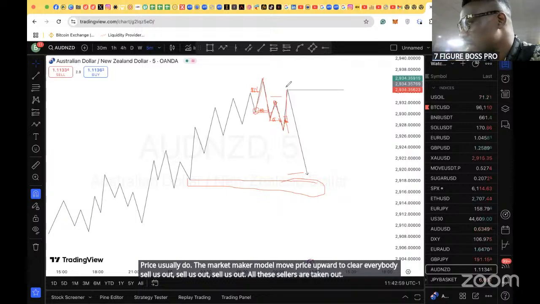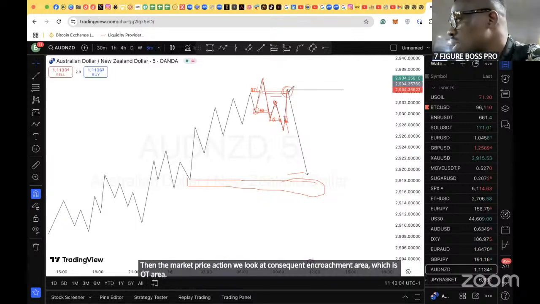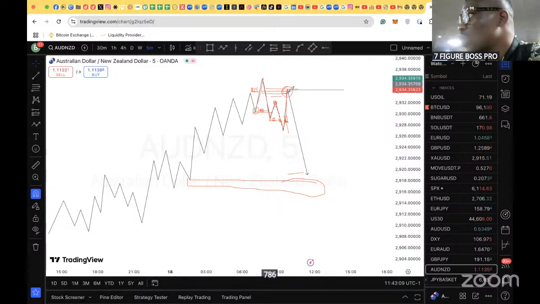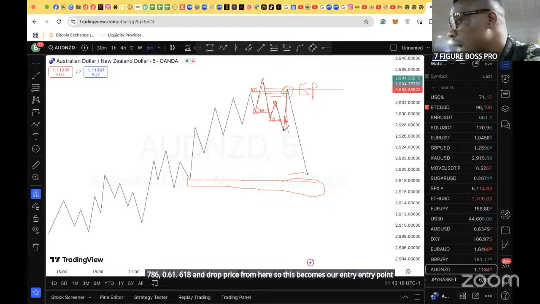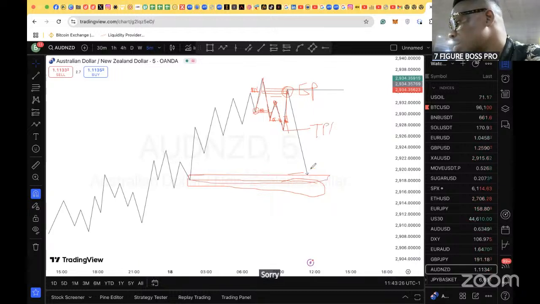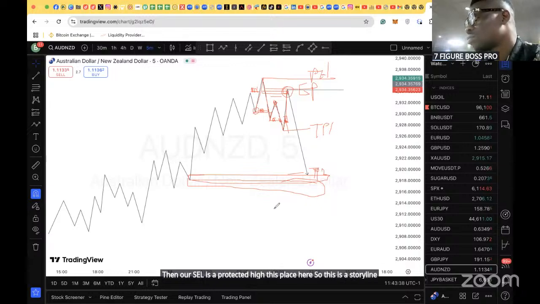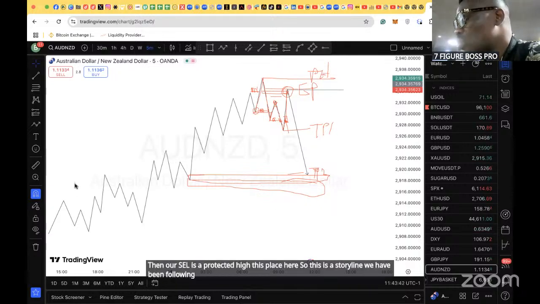Then the market's price action will look at the consequent encroachment area, which is the OTE area, 786, 0.61, 618, and drop price from here. So this becomes our entry point. Then our target TP1 is here, TP1. Then our target 2 is the next supply level, sorry, demand level, TP2. Then our SL is the protected high, this place here. So this is the storyline we have been following ever since we started 21 days.